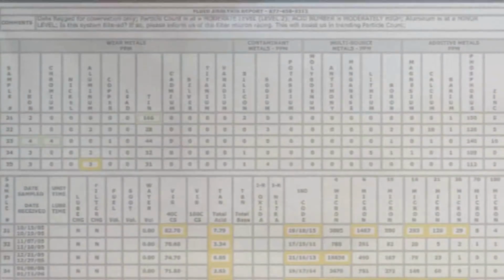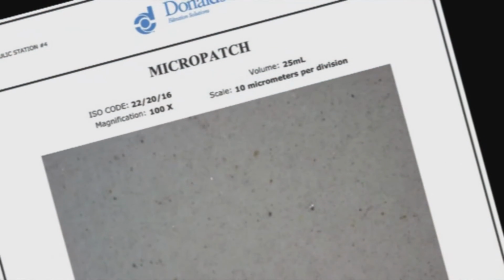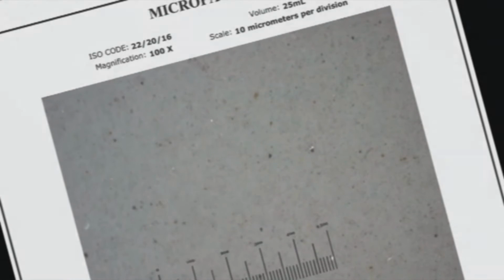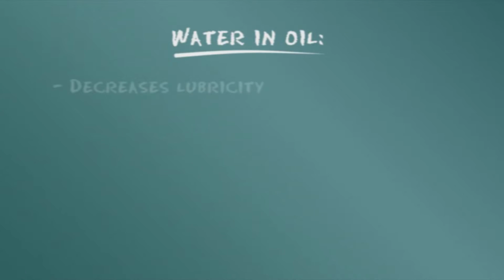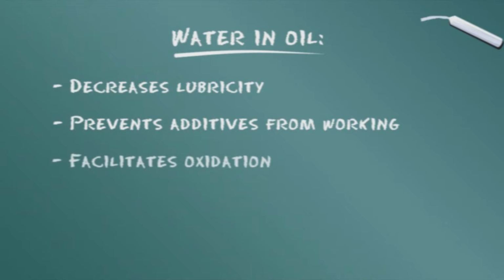Items in the multi-source metals and additive metals section may appear in test results because of their use in oils as additives. Excessive levels of dust and dirt can be abrasive and accelerate wear. Water in oil decreases lubricity, prevents additives from working, and facilitates oxidation.